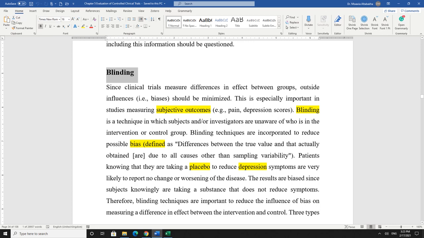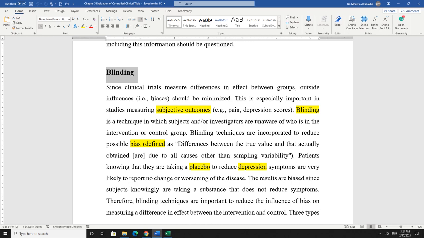If there is a drug for depression, meaning someone is having depression, so I'm recruiting subjects with depression, and then I divide them into two groups. I give one group the active drug, the active constituent, and the other group I give them the placebo. If I tell the groups that you are taking the drug and the others are taking the placebo, and then I want to report whether their depression symptoms have improved or not, surely those who are taking placebo will tell you no, it's worsening, right? Because they know they are taking placebo.